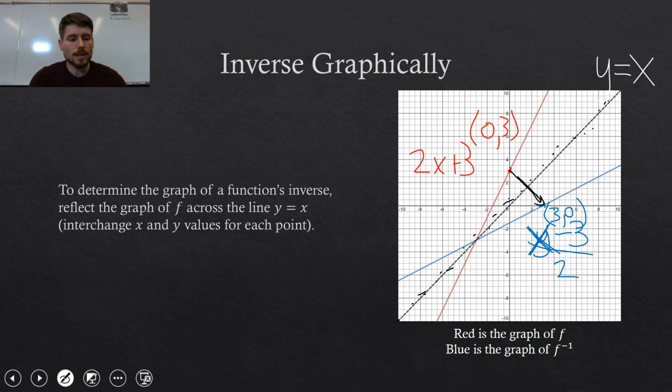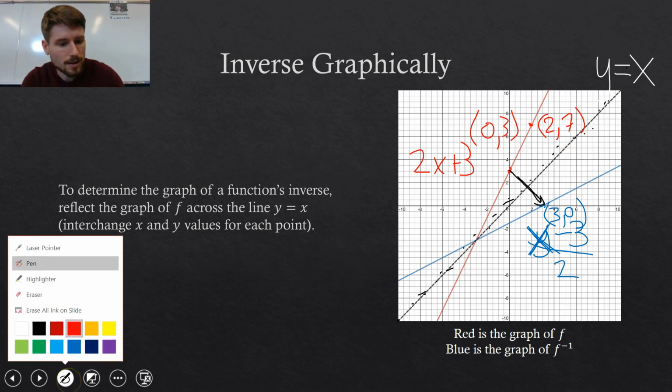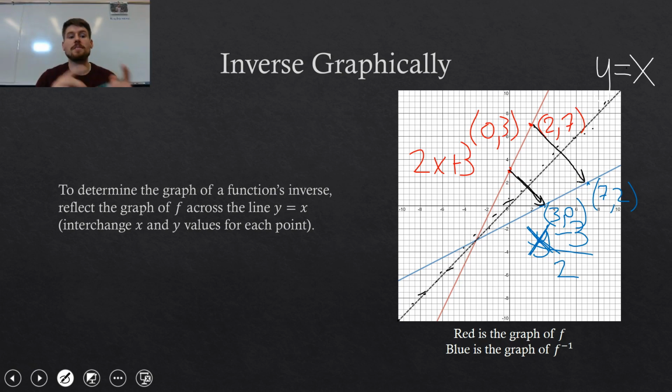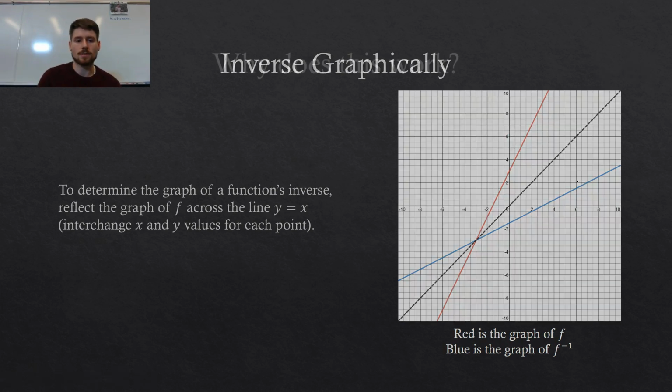And we can do this for other points as well. We could look at this point up here, which is (2, 7), and we can find its pair, its buddy, on the blue graph, the inverse, which is (7, 2). (7, 2) is the point reflected across the line y equals x. So (2, 7) on the original function is now (7, 2) on the inverse function's graph. Okay? Let's look at some more things about inverses graphically.